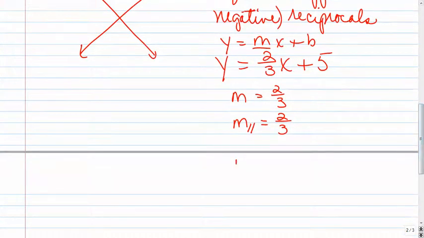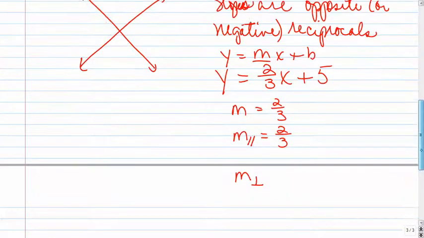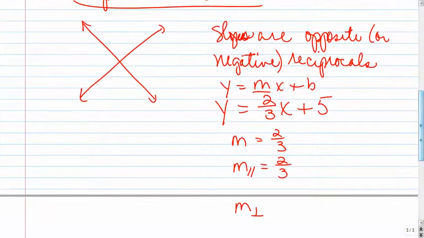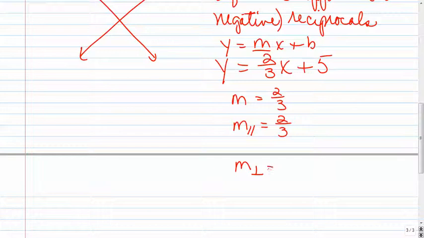If I want the slope of a line that's perpendicular to it, remember perpendicular lines have slopes that are opposite or negative reciprocals. We have to change the sign, and since this was positive, it would be negative, and get the reciprocal of that slope, which would be 3/2. Parallel lines, the slopes are equal. Perpendicular lines, the slopes are negative or opposite reciprocals.